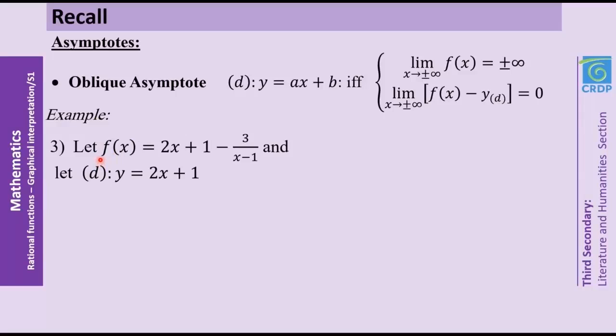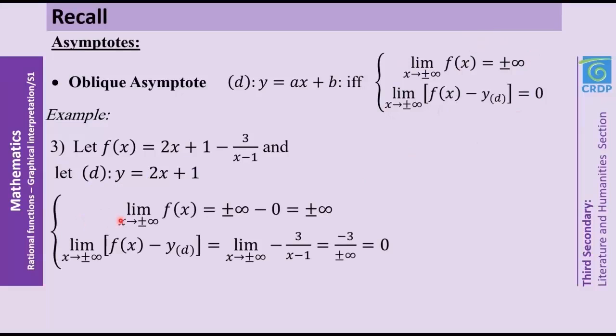Here we have f of x equals 2x plus 1 minus 3 divided by x minus 1, and the straight line d of equation y equals 2x plus 1. Again, we need to look at these two conditions. First, we find the limit of f of x as x tends to plus or minus infinity. The first part of f of x would give us plus or minus infinity. In the second part, we are dividing by plus or minus infinity, so the second part is equal to 0. Plus or minus infinity minus 0 is plus or minus infinity.